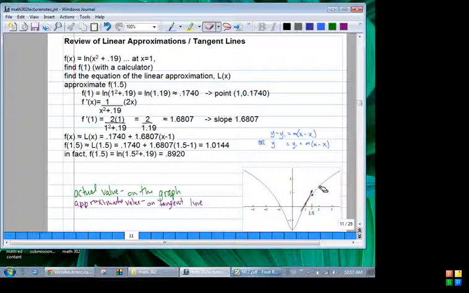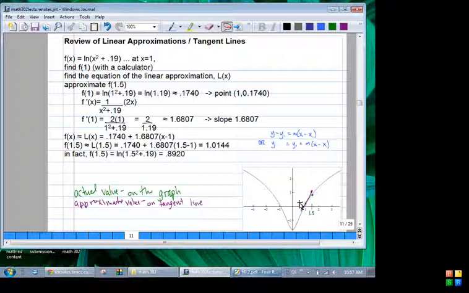Well, here we've got the graph of the function. The green point on the left represents the original point that we're given where x equals 1. The y value is 0.1740. This is sort of like our home base, our starting point. Okay. Then we construct the tangent line. So the tangent line is drawn in here.